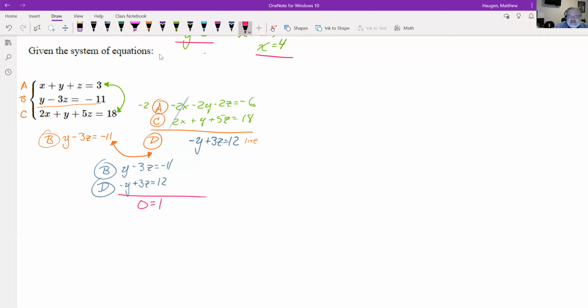Well, technically, it means these three planes intersect when 0 is equal to 1. I don't think that's a thing. Since 0 is never equal to 1, you're right, these never intersect. So we just say no solution.